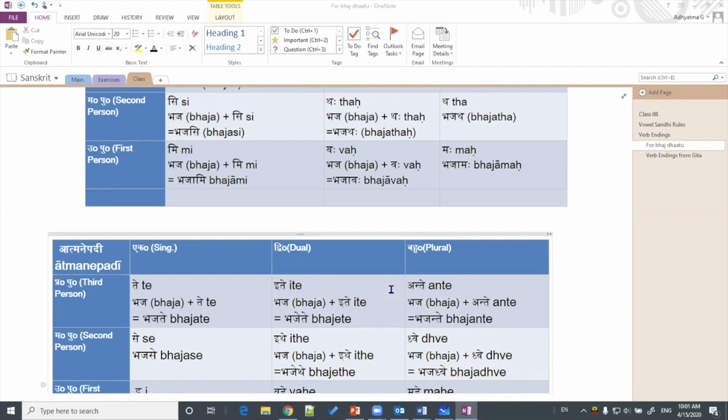A question is there: I did not catch why we could not recognize some verbs in the scripture. Is it because of atmanepadi? If it is because of atmanepadi, now you should be able to recognize. Question, what can be an example of atmanepadi? I just gave the example, bhajate, that is an example of atmanepadi. I'll also show you exactly how it appears in the Gita.